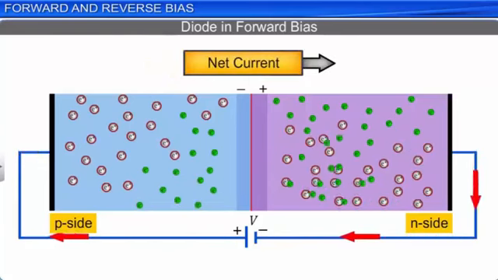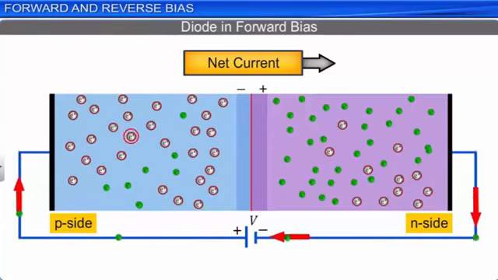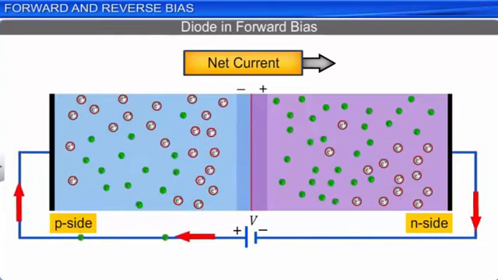and a net current flows from the p side to the n side in a forward-biased diode. The net diode forward current is equal to the sum of the hole diffusion current and the conventional current due to electron diffusion. This current is in the milliampere range.